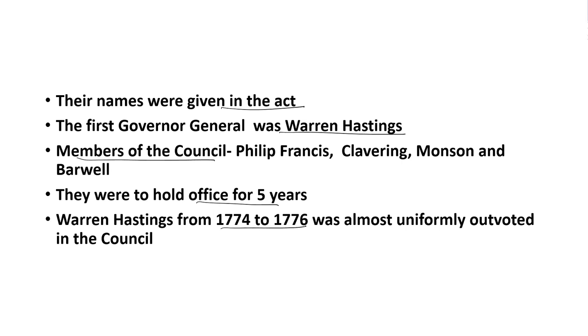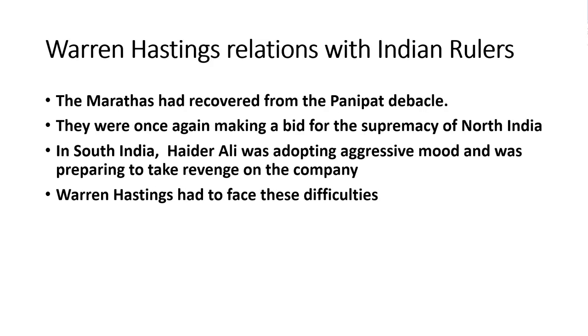From 1774 to 1776, Warren Hastings was outvoted in this council because the other three members formed a majority. So he was not able to execute most of his plans through this council.